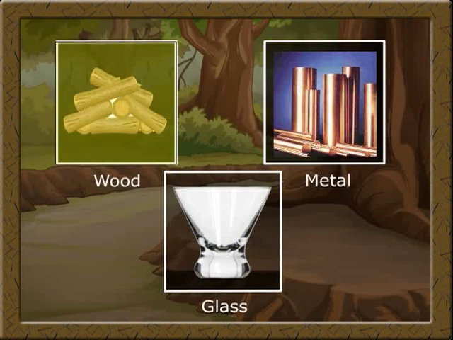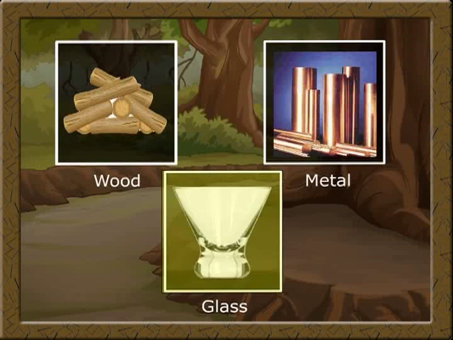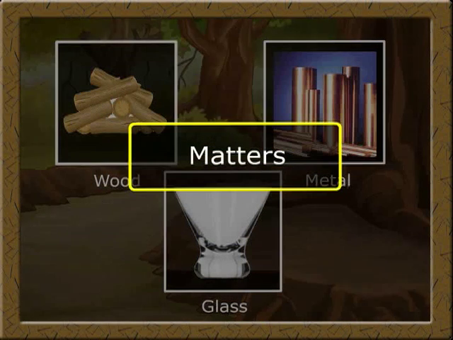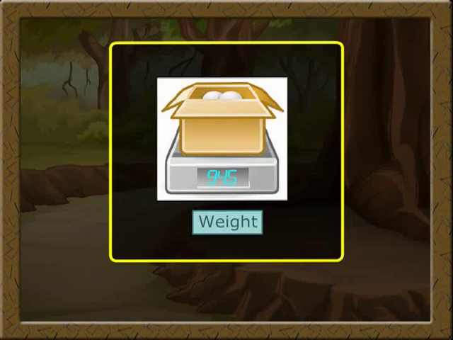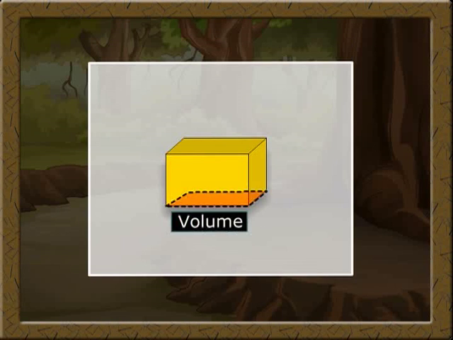Some are of wood, some are of metal and some are of glass. All these materials are matter. These matters have some characteristics. They have weight. They occupy a certain place. Can you guess what water and air are? Yes, you are absolutely correct. They are also matter. But they do not have a particular shape unlike the objects seen in the picture.